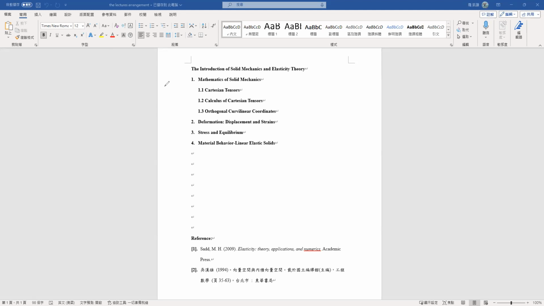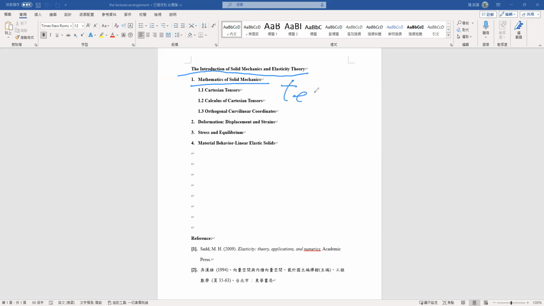Hello, everyone. This subject is talking about elasticity and solid mechanics. This subject is the introduction of solid mechanics and the elasticity theory. At first, we need to know the mathematics behind solid mechanics. It includes the basic tensor concepts.